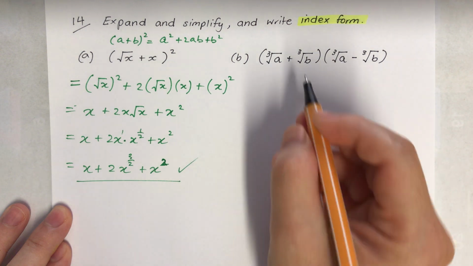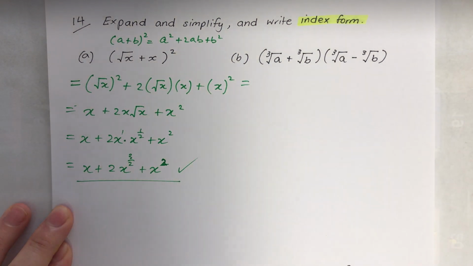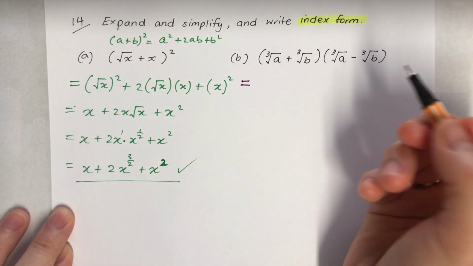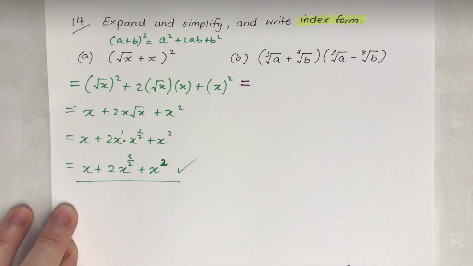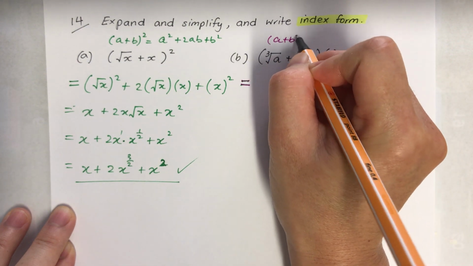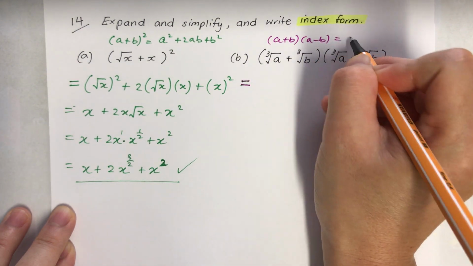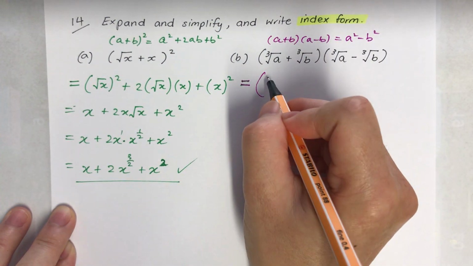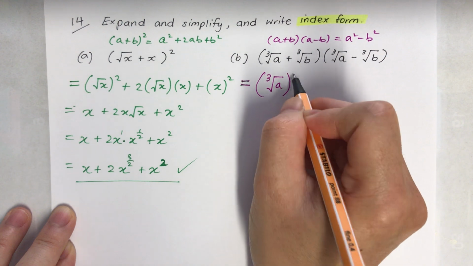Okay, next one. I'm going to use a different color. Okay, part 2. I can see this is the difference of 2 squares right there. So it'll be what? (a plus b)(a minus b) equals a squared minus b squared. Excellent. So I'm just going to do the same right there.